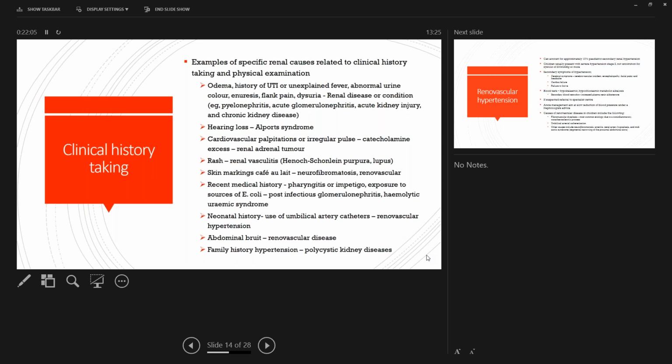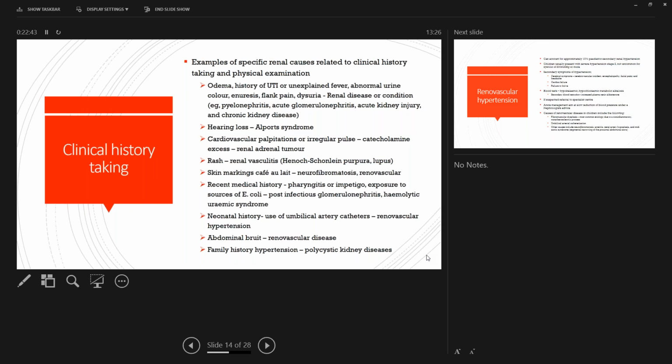Cardiovascular: palpitations or irregular pulse. So if this is accompanying a patient who's presenting with hypertension, it should ring alarm bells for catecholamine excess. And this is where you want to start thinking about a tumour. So do they have something like a phaeochromocytoma? Rash is another one which can present with a lot of renal problems and parenchymal disease. So it can be a sign of renal vasculitis, so conditions like Henoch-Schönlein purpura or lupus, both of which present with hypertension.